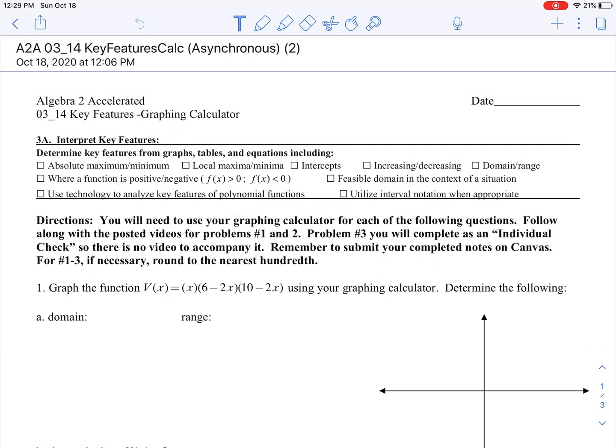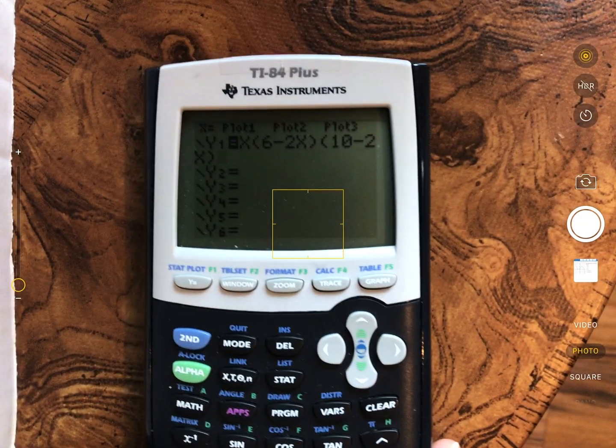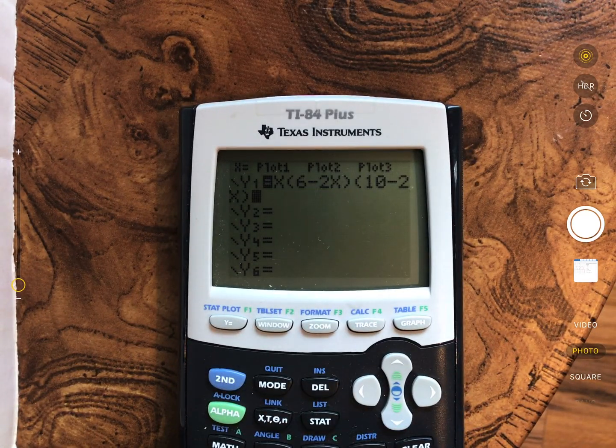Right, so if we're going to take a look at graphing this function and finding our key features with a graphing calculator, the first thing I want to do is go into my graphing calculator and type this equation that I'm seeing into my y equals. So I'm going to go ahead and do that. So here's my calculator, and you can see I've actually already typed it into my y equals here: x times 6 minus 2x times 10 minus 2x.